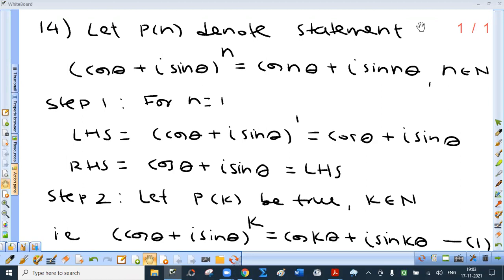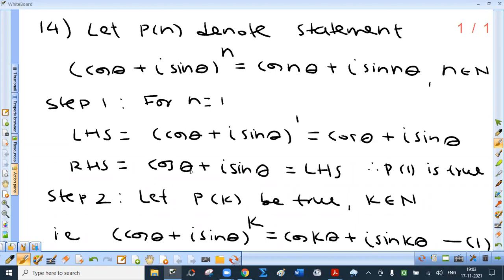So we begin with: let P(n) denote the given statement. In the first step, for n equal to 1, what is LHS? Cos theta plus i sin theta. What is RHS? Same. Therefore, P of 1 is true. Okay. Now, in the second step, we assume that P of k is true, where k is a natural number.